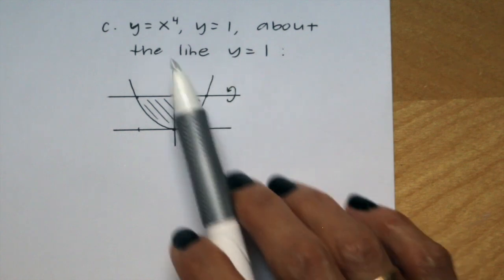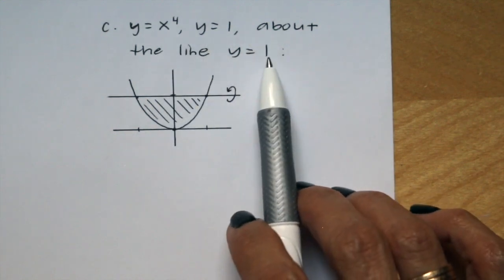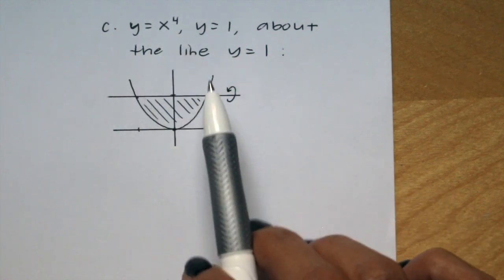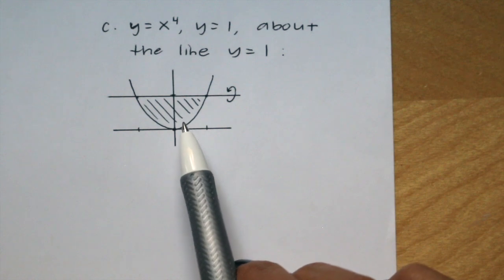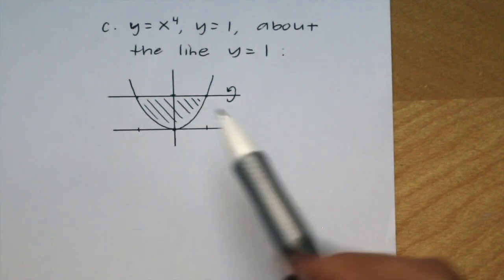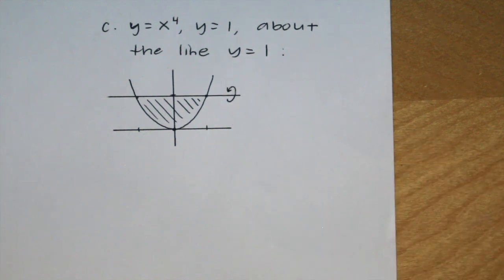For this example, we have y equals x to the 4th, y equals 1, about the line y equals 1. Be careful on this problem because x to the 4th resembles a parabola. It's just a little more rounded at the bottom. Mine's obviously not drawn to scale, but you're bounded by y equals 1, and then you're rotating around this line y equals 1.